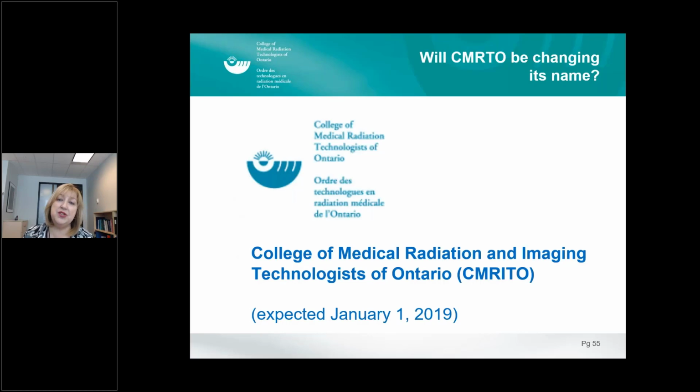Will CMRTO be changing its name? Hopefully, yes. We expect that there will be a new piece of legislation passed to come into force on January 1, and that will change our name to the College of Medical Radiation and Imaging Technologists of Ontario.